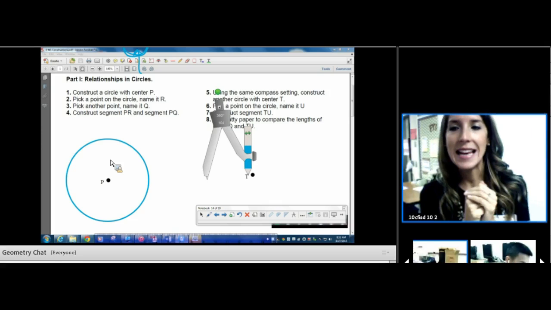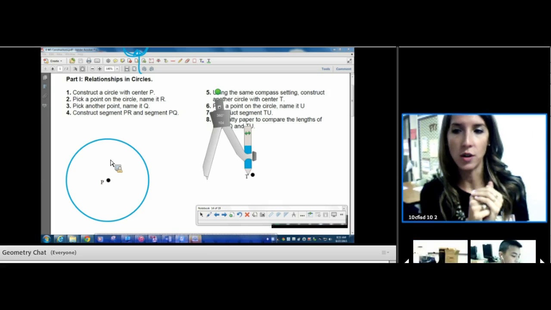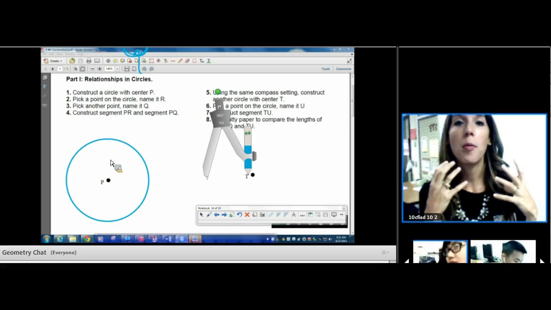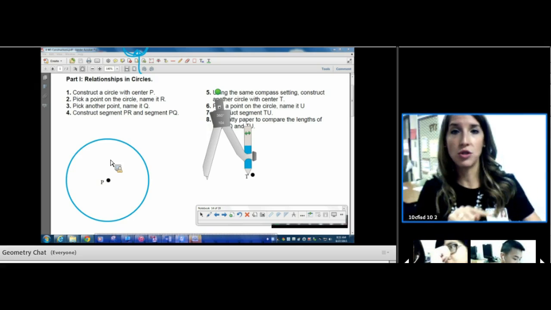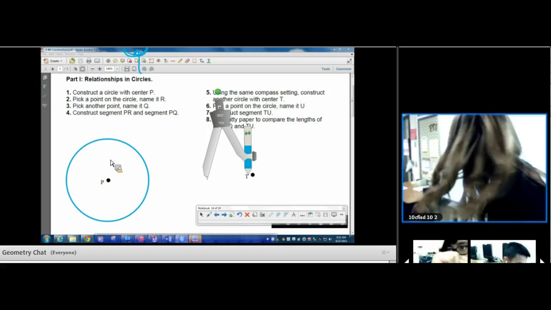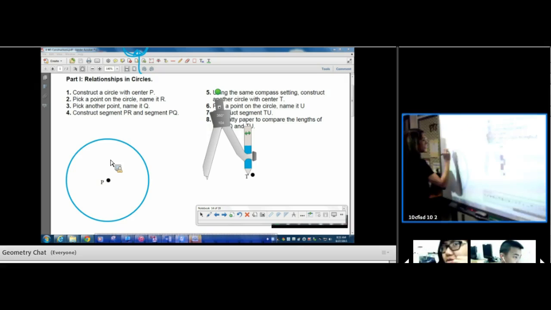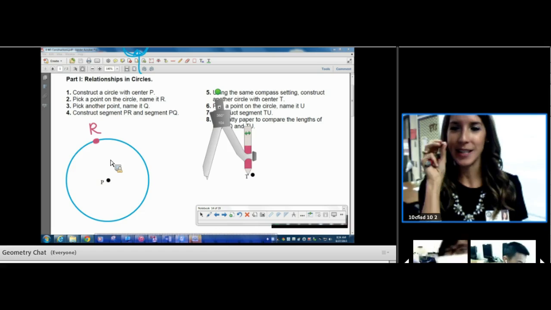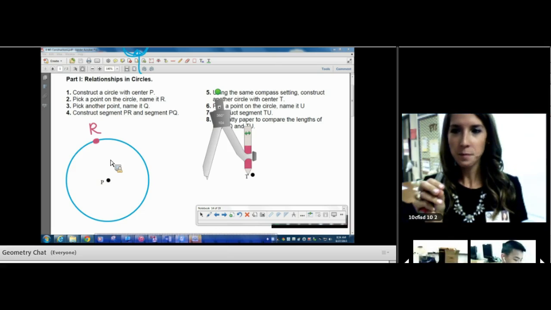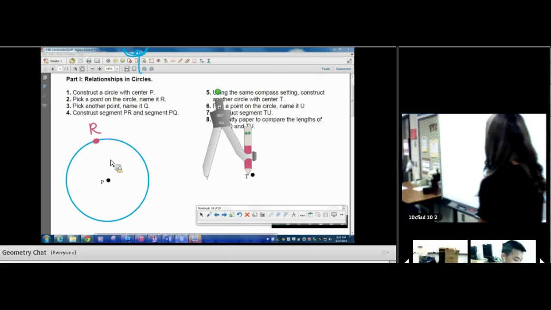The next thing says pick a point on the circle, name it R. Be careful. To pick a point on the circle, it has to be on the collection of points that you just drew. This is the circle. It has to be on the circle. It can't be inside the circle. It can't be outside the circle. It needs to be on the circle. Pick another point. Name it Q.